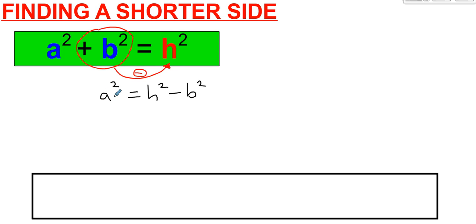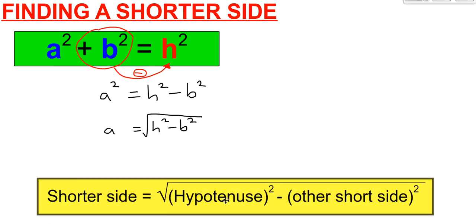We want to work out what the side is, which is just a on its own, not a squared. So we want to square root all of what a squared is equal to. And so a is going to be h squared minus b squared, all of that square rooted. If we remember that h is the longest side and b is the other shorter side, we can put this into words and make a bit more sense of it. So the shorter side you're trying to find is the square root of the hypotenuse squared minus the other short side that you do know squared.